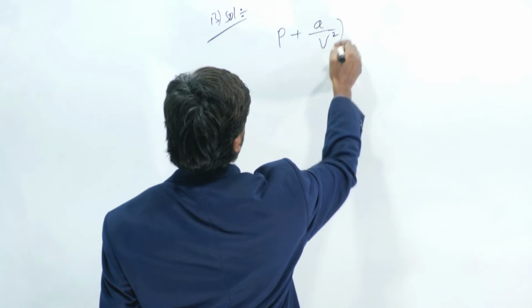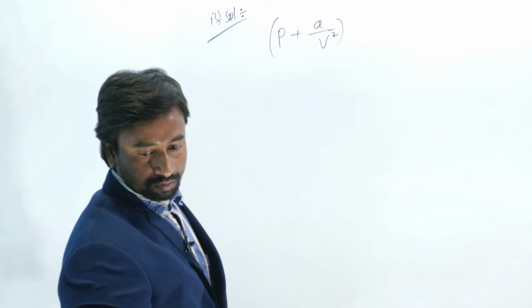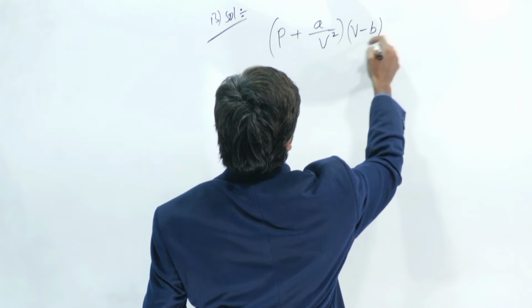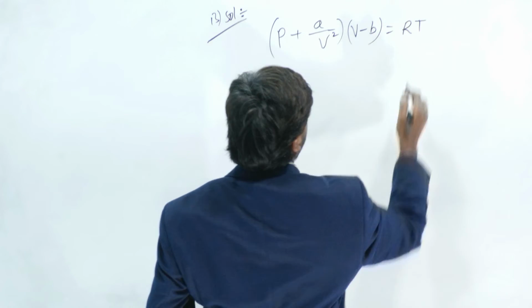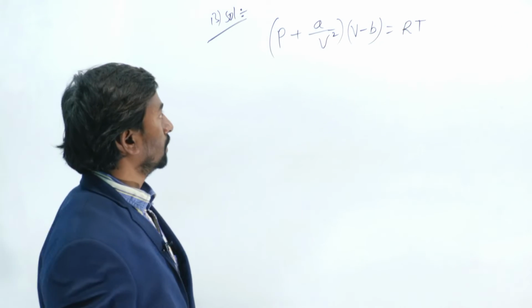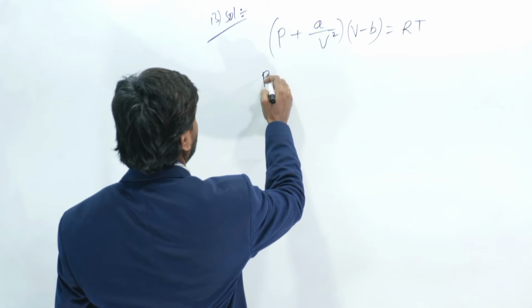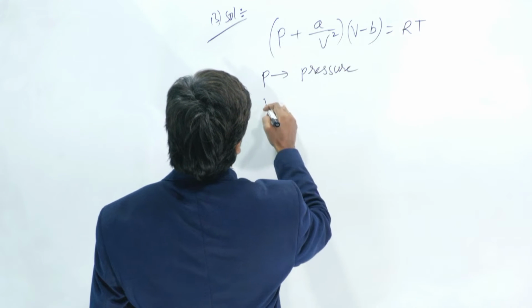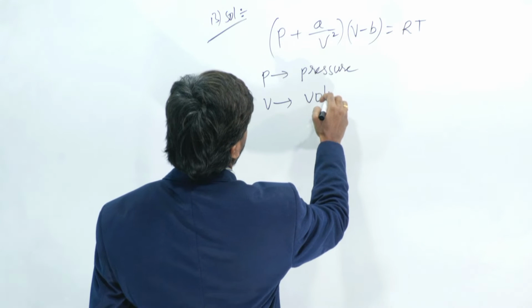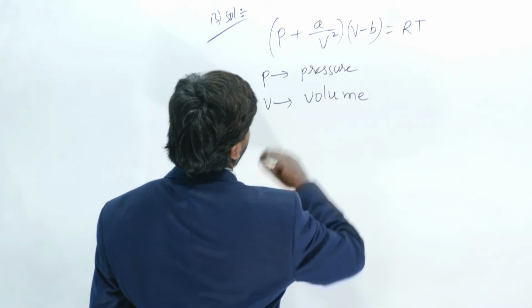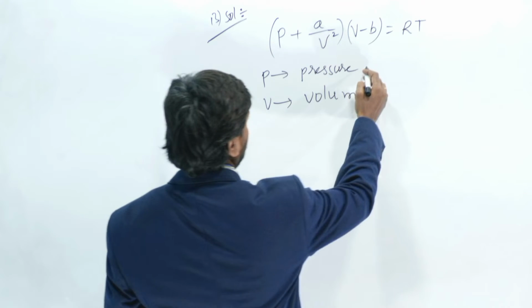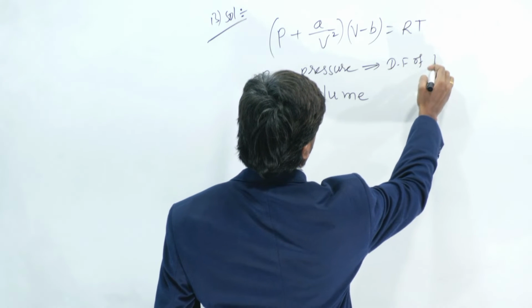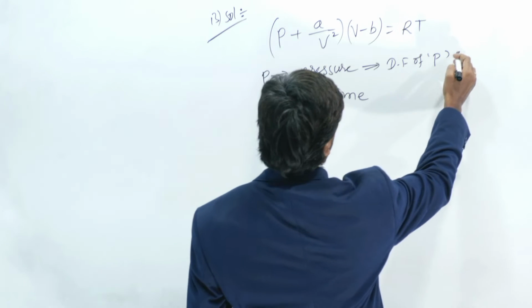(P plus A by V square) into (V minus B) is equal to RT. So here P is the pressure, and V is the volume.